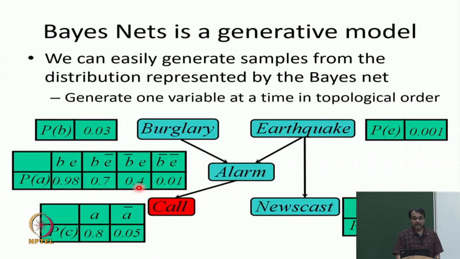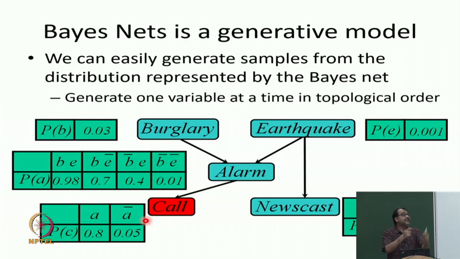Now, based on the probability of alarm, we figure out whether somebody called us or not, and so on and so forth. So, in other words, we have done these small probability flips, and at the end of all the flips, what do we have? We have one sample from the joint distribution. B is false, E is true, A is true, C is false, whatever. That gives us our one sample.